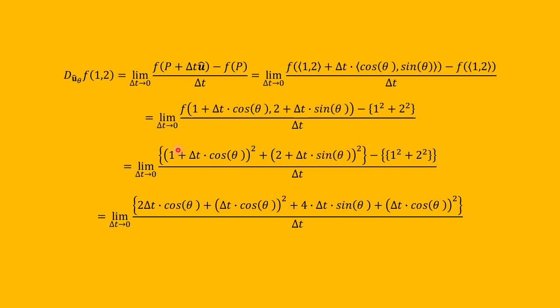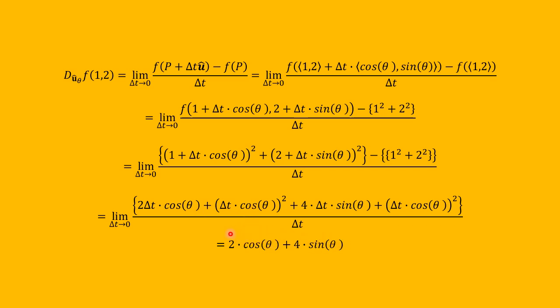But the first term over here is going to be 1 squared, which we subtract off here. The first term, when you expand this, is going to be 2 squared, which we subtract off here. So the only terms that are left are 2 terms from here and 2 terms from here. So I claim that this now equals 2 cosine theta plus 4 sine theta.